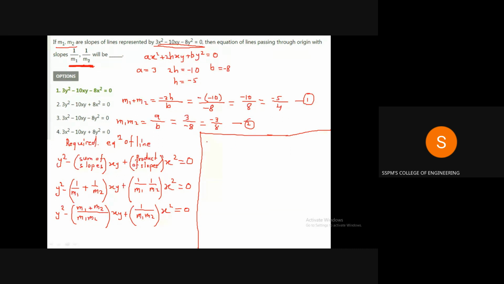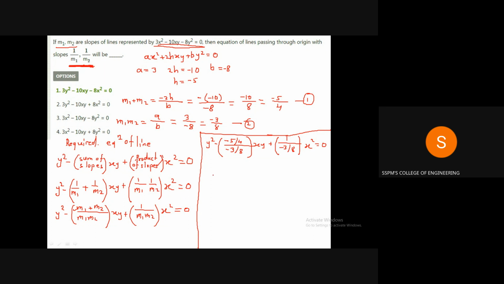So we will get y square minus, first in the numerator it is the sum of slopes. m1 plus m2 is minus 5 divided by 4, whole divided by m1 m2. What is m1 m2? It is minus 3 by 8, xy plus, the second is 1 upon m1 m2. So 1 divided by the product of slopes, that is minus 3 divided by 8, x square is equal to 0.